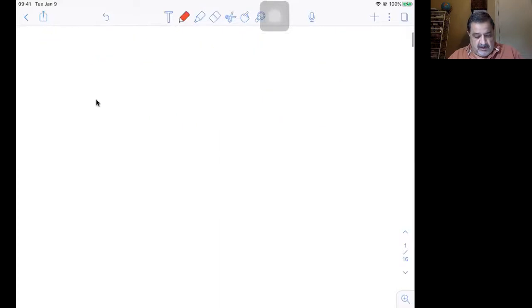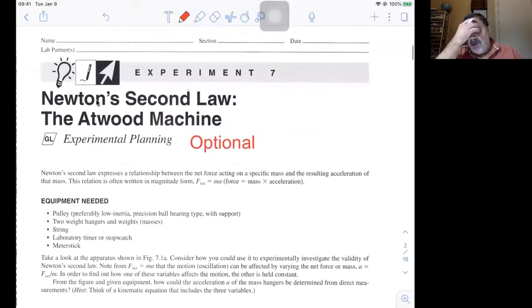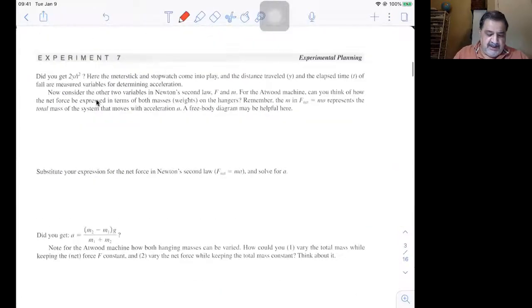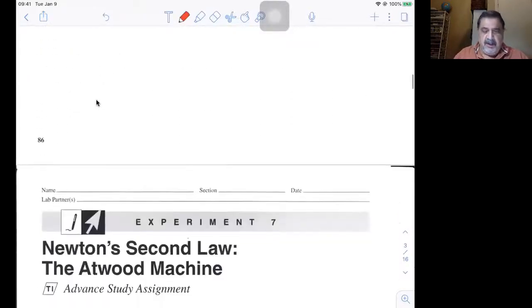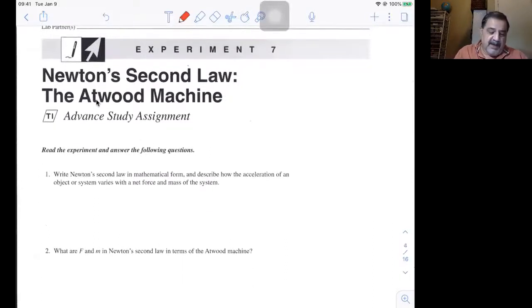Now let's go through the lab report. If you go to Experiment 7, there's an initial section. I forget what it stands for, but the experimental planning is optional. You can see the big bright letters. You're welcome to do it, but I don't know that it adds anything to the experiment. We're going to start, of course, with the advanced study assignment. You need to turn in your advanced study assignment.